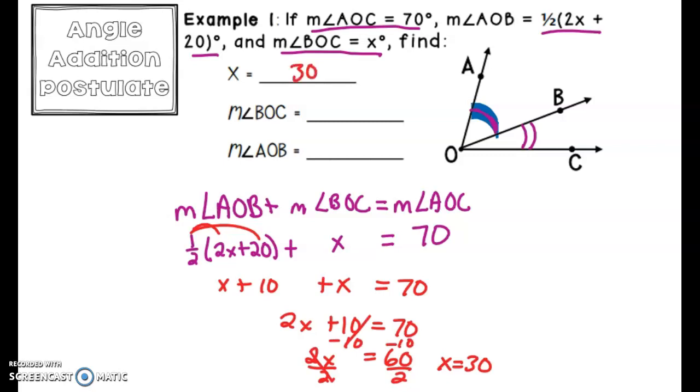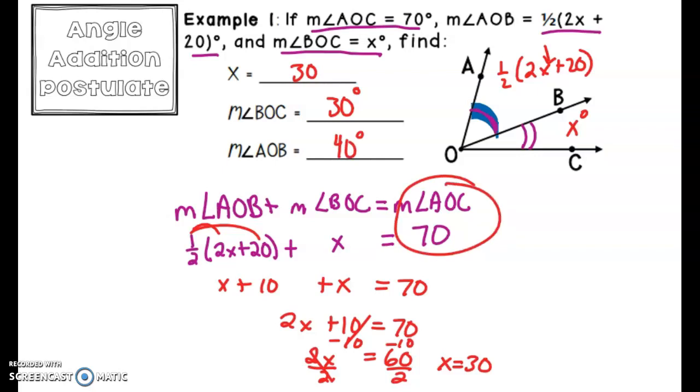So now angle BOC was x degrees, so it's just 30 degrees. Angle AOB was 1/2 times 2x plus 20. So just plug your x right in there and type it in your calculator. So my x is 30, so 1/2 parentheses 2 times 30 plus 20. So just type it in and I get 40 degrees, which is good because originally we knew the whole angle added to 70, and 30 plus 40 is 70.